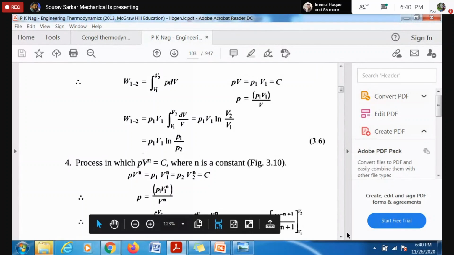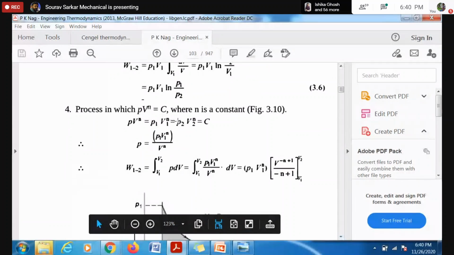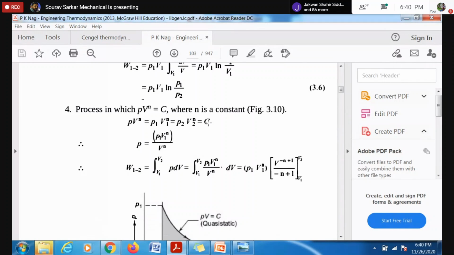Similarly, what I was showing in the previous diagram, that PV to the power n equal to P1 V1 to the power n equal to P2 V2 to the power n equal to C. In this expression you can find out P. What is your objective? The integration of P dV is my work done. So you have to replace your P with some function of V. Then only you can integrate.